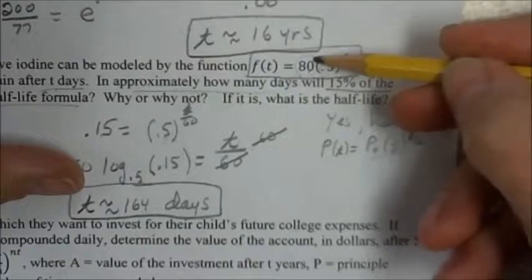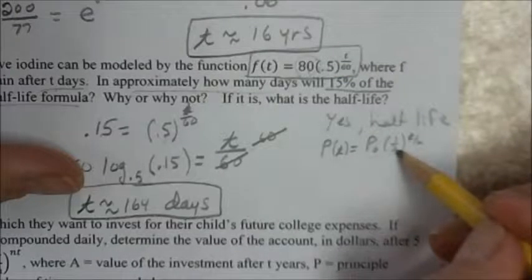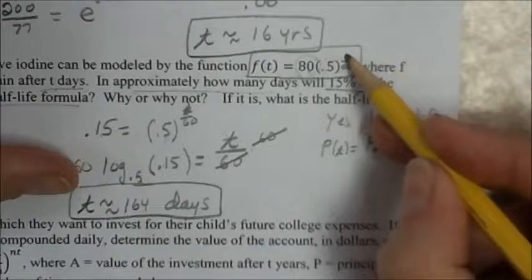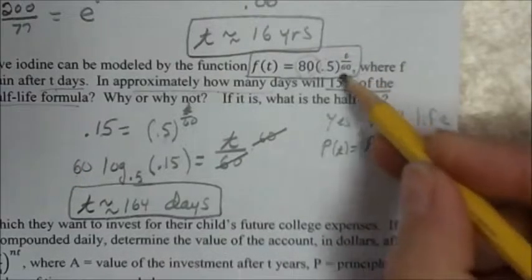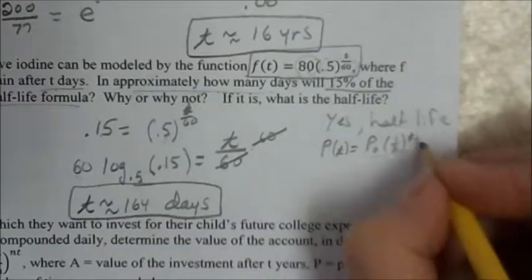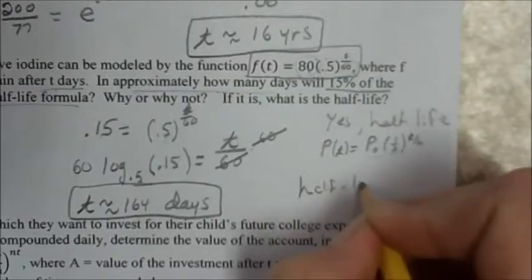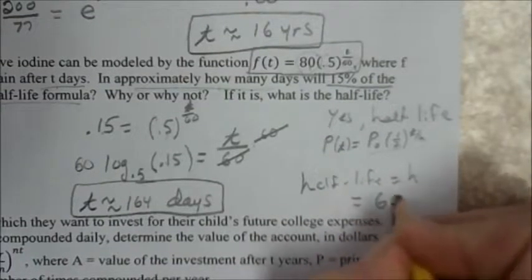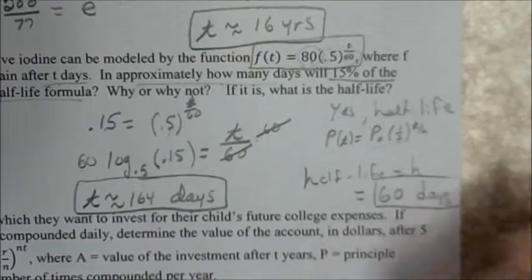The initial value is 80. The base is 0.5, which is the same thing as 1/2. They're equal. And then t is time. In this example, it's in days, so the denominator is the h, the half-life value. So the half-life, which is equal to h, is equal to 60 days, because everything is in terms of days.